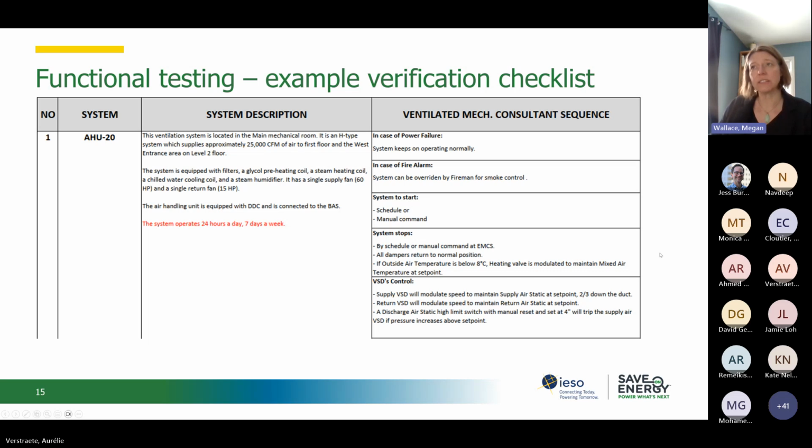This is just another example of a functional testing form. In this case, it's a checklist to review an operation of the BAS system.